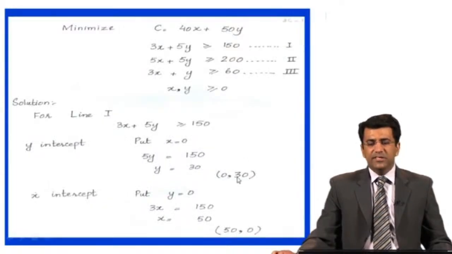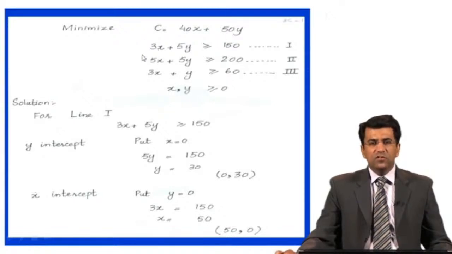Let's take another example of minimization of a cost function. Now suppose the cost function is given to you as C is equal to 40x plus 50y. Now this is our cost function in which we are interested to minimize this cost function. So this is our main cost function.